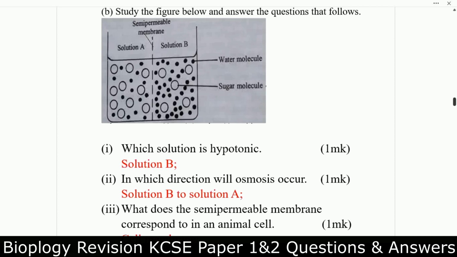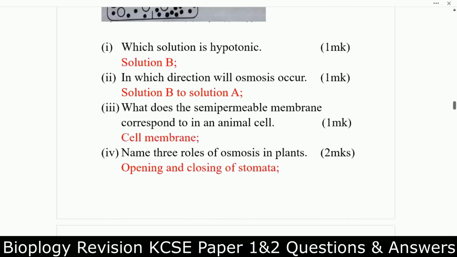Number 2, in which direction will osmosis occur? How will the osmosis occur? And we have said this one is water and what? And the sugar molecules. Which side will the water move to? That one is from B to A, because A has more sugar molecules, hence it is highly concentrated. It is hypertonic solution.